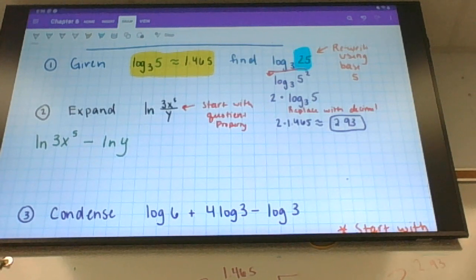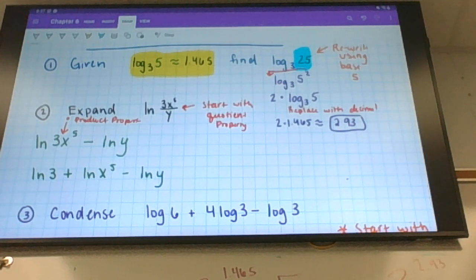Alright, next. This is 3 times x to the 5th. So I'm going to take a moment and realize that there is multiplication happening there, and I can expand using the product property. I'm going to take that apart with a plus sign. So now I have natural log 3 plus natural log x to the 5th minus natural log y. We did the fraction bars, then after the fraction you go left to right.